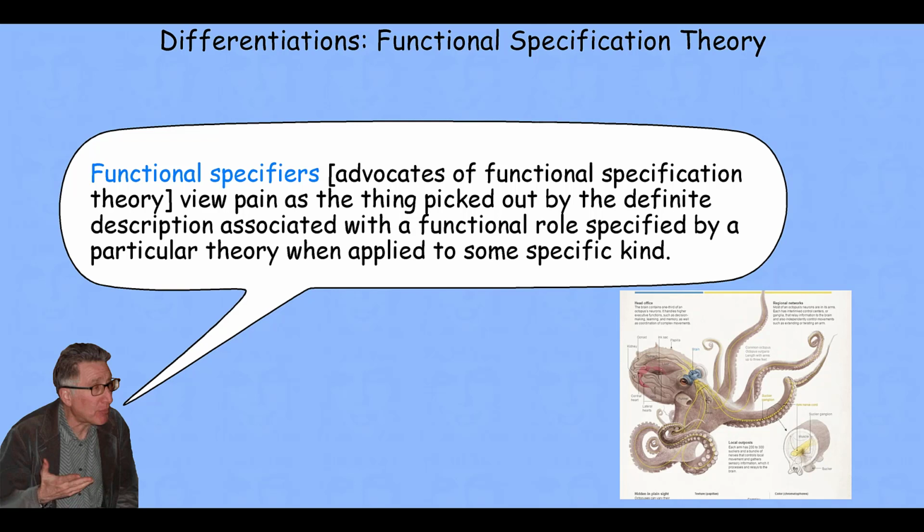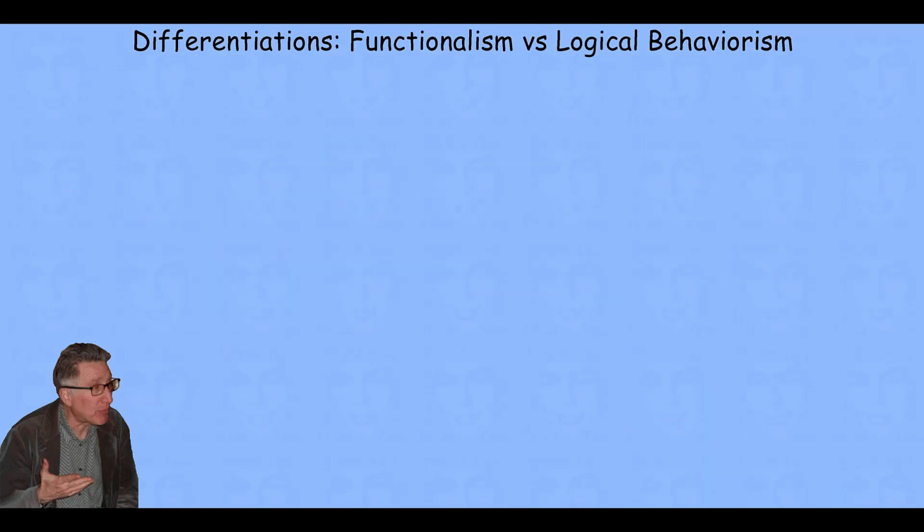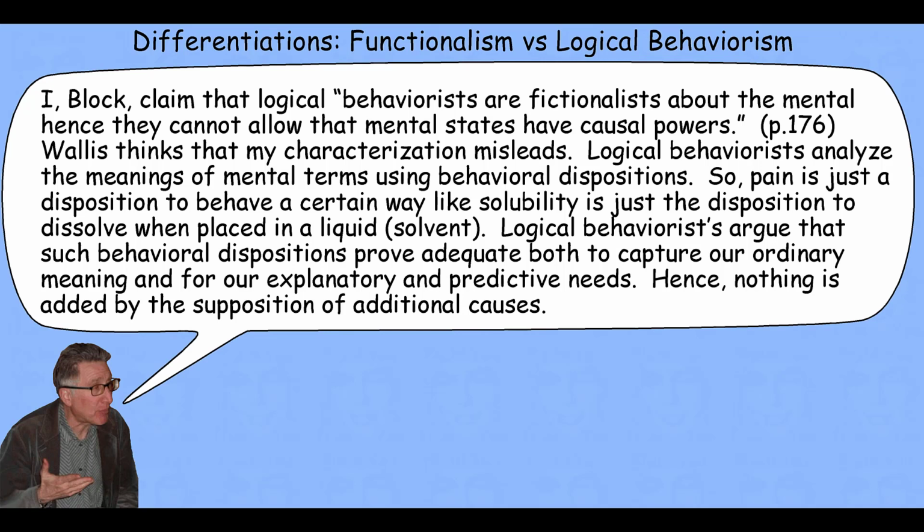Let's finish this lecture module by looking at the ways in which Block wants to differentiate functionalism and logical behaviorism. So Block wants to claim that logical behaviorists are fictionalists about the mental, and hence they cannot allow that mental states have causal powers. Now, I don't think that characterization is accurate. I think it's very misleading.